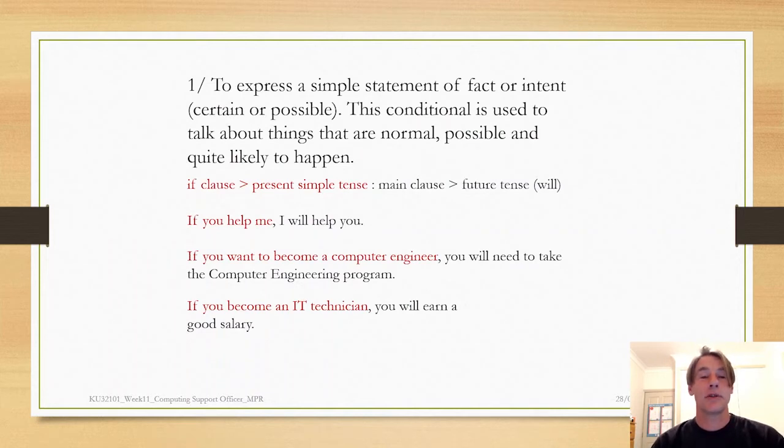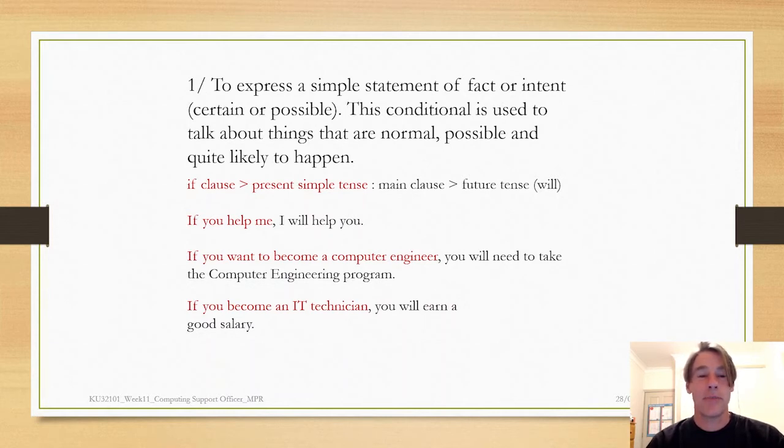The first conditional we're going to talk about is used to express a simple statement of fact or intent that is certain or possible. This conditional is used to talk about things that are normal, possible, and quite likely to happen. They take the form of the if clause in the present simple tense, and then we have the main clause in the future tense, and we usually have will in there to let us know what's going to happen. So an example is, if you help me, I will help you.